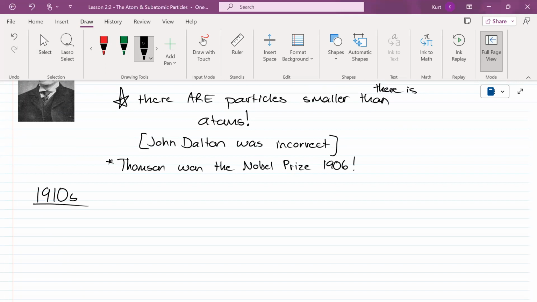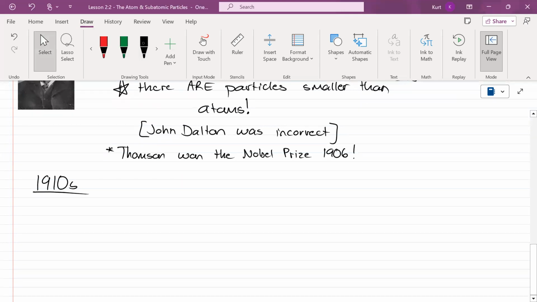All right, let's go forward a few years to the 1910s, 1910 through 1919. We have a new dead guy. I don't think I have his picture. Robert Millikan.